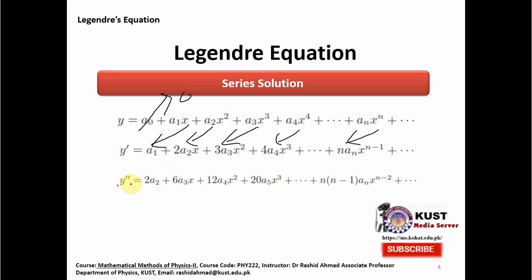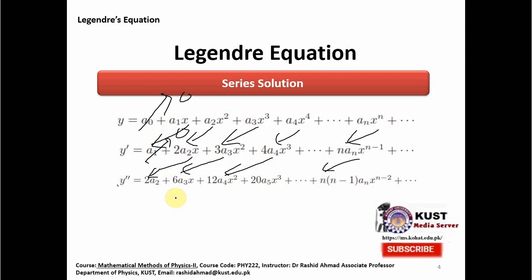Now you would see in the second derivative, the derivative of this term over here will go to 0, but the derivative of this term will be 2a2. So the derivative is over here 2a2, and dx by dx is equal to 1. And similarly the derivative of this third term is this one, and the derivative of this term is this one, and so on up till the last derivative over here. So in this way you have seen that we have expanded the dependent variable in the Legendre equation into a series, and then taken its derivative, and then taken another derivative.